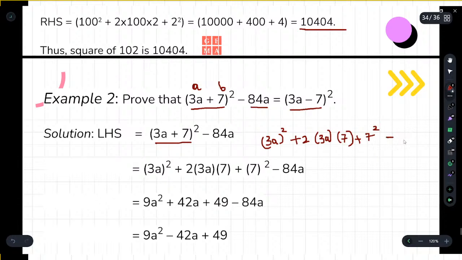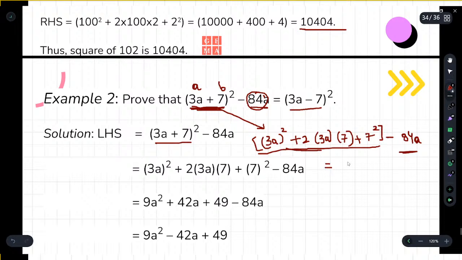Minus 84a. This is my question. I am solving the LHS part first. Instead of this, I have written this in the form of this identity and written 84a as it is here. I have changed nothing but written this in this form.